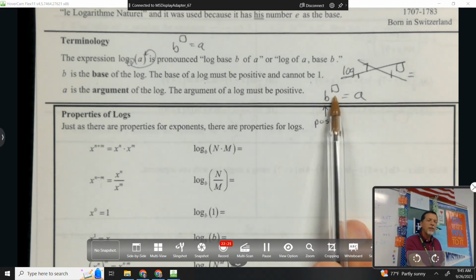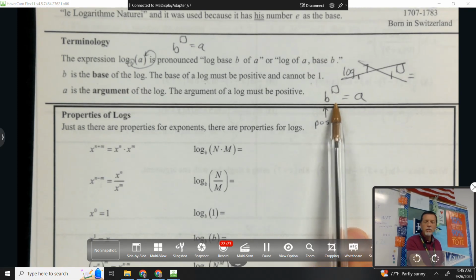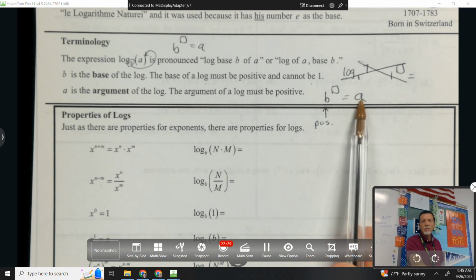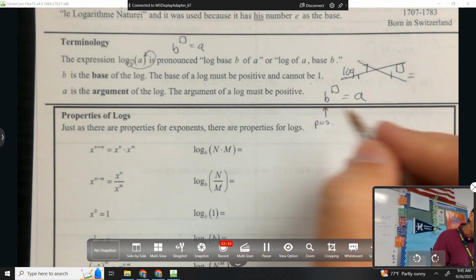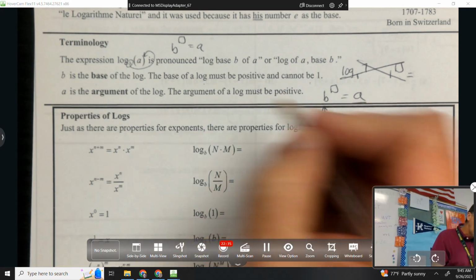What would a fractional exponent do? Like 1/2. That would be power over root. That would be a root kind of thing. But it wouldn't make it negative. So the argument has to be positive. So A is positive and B is positive.